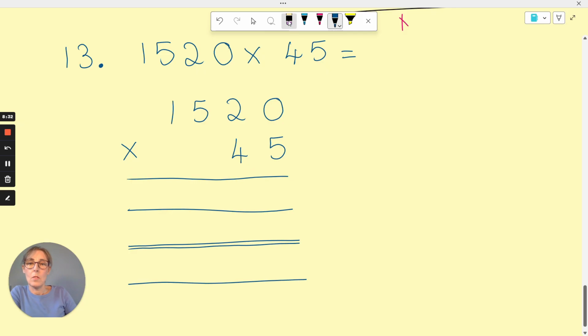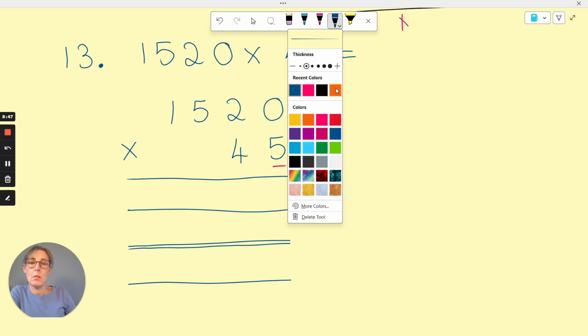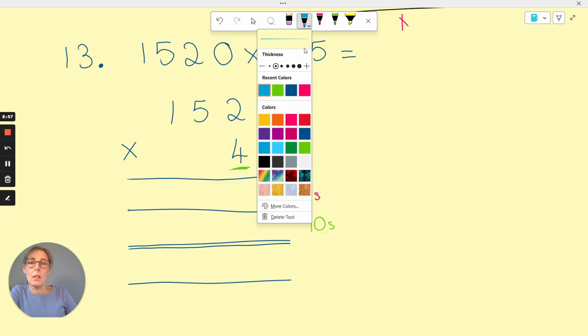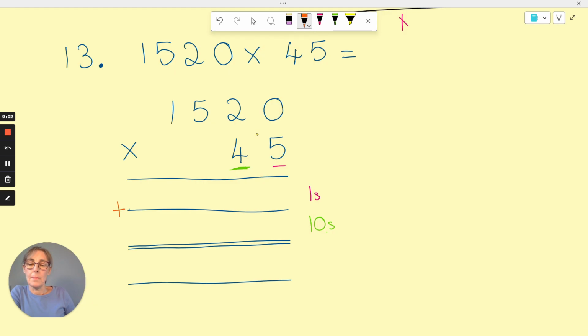Okay, that's going too far. So there should be a line down here. Okay. So this is going to be the ones. Should we choose a green? This is going to be the tens. And then let's choose an orange to add them together.